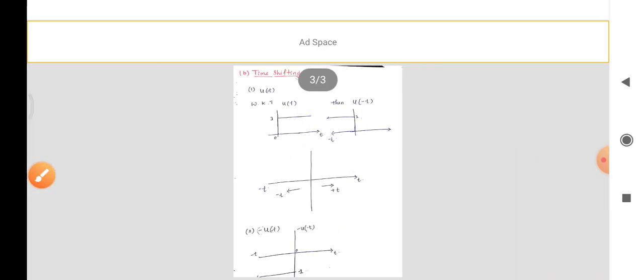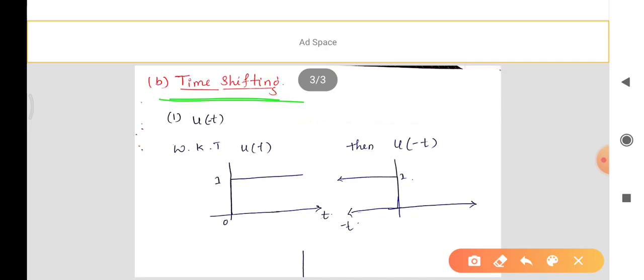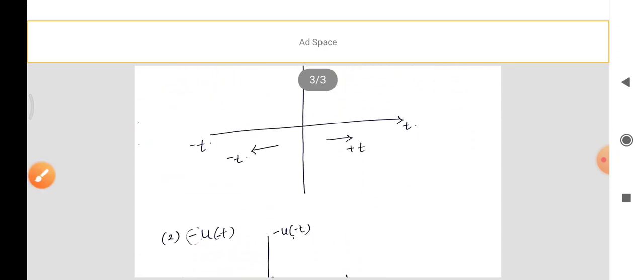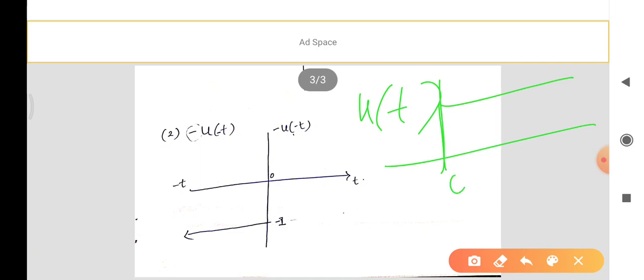So now another one we have is the time shifting. That is time scaling, which you have multiplied with the time. Now time shifting means, suppose you have a signal u of t. I'll take here a u of t signal, which is 0 and then 1 up to time t.